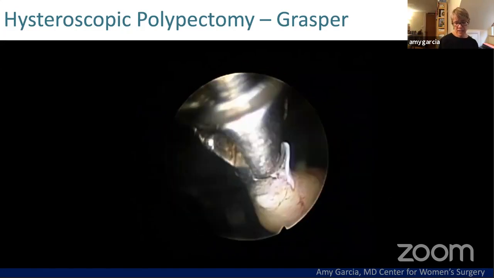Very important technique is to turn the inflow of your hysteroscope off as you remove this tissue. Sometimes if the inflow is set too high, you'll wash your specimen off your grasper.